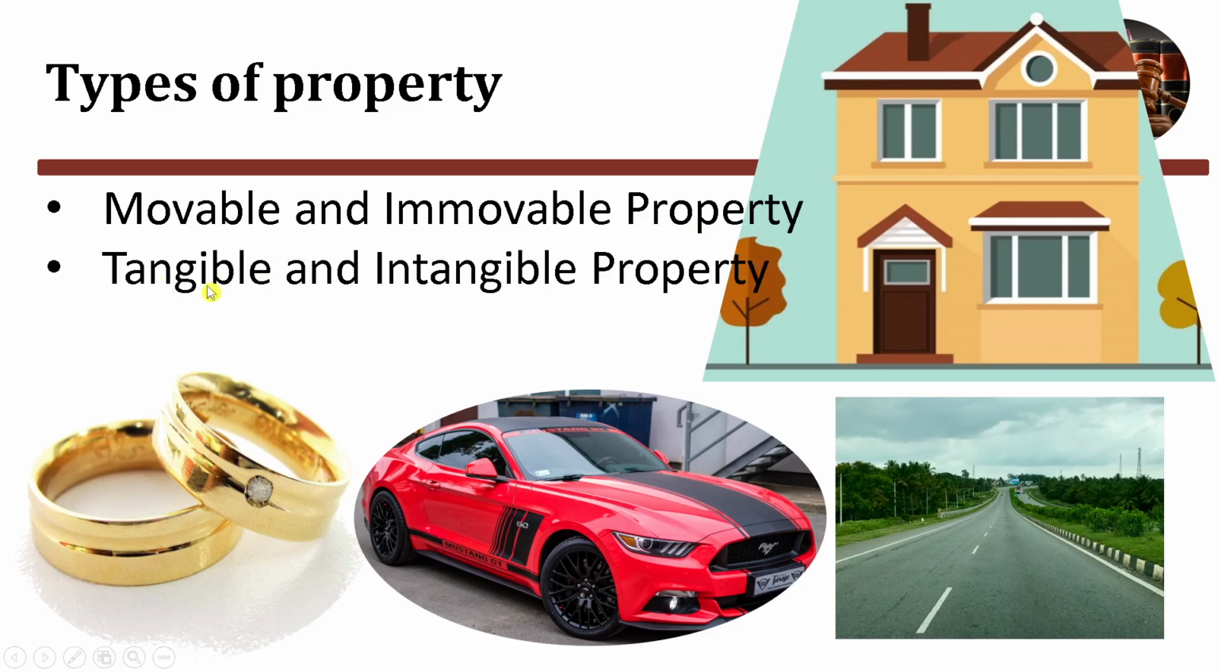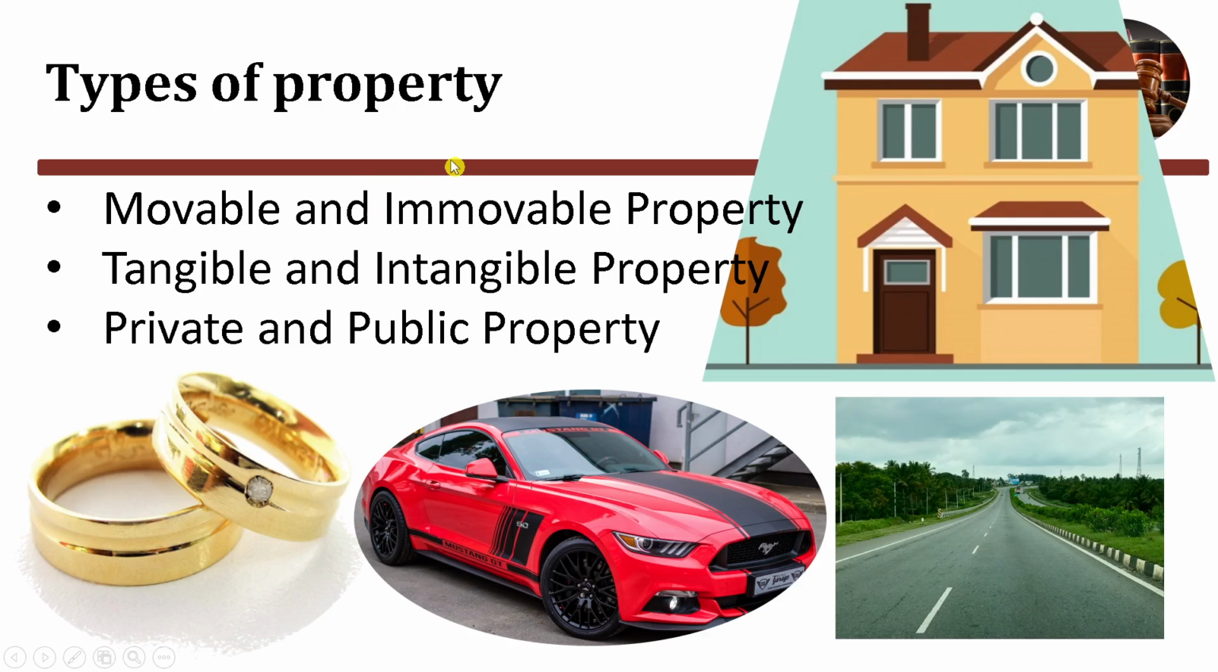Second thing, tangible and intangible property. Property which is having a definite physical structure is considered as a tangible property, means the property which you can touch. However, intangible property is not having a solid physical structure. Most of the intellectual property rights are going to deal with intangible property. That's why this classification becomes important to us.